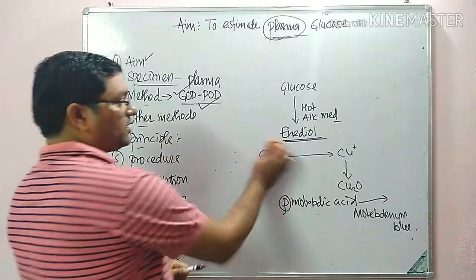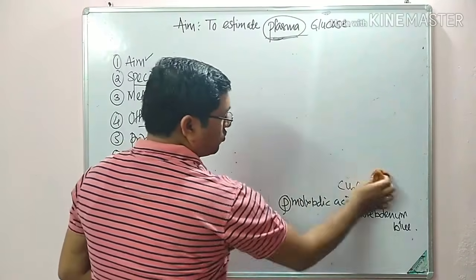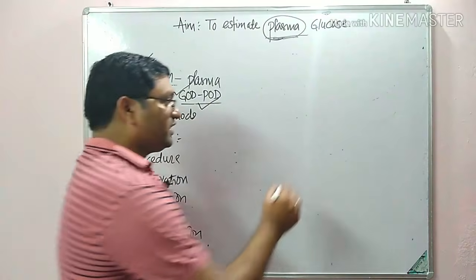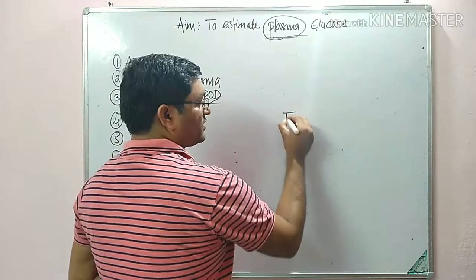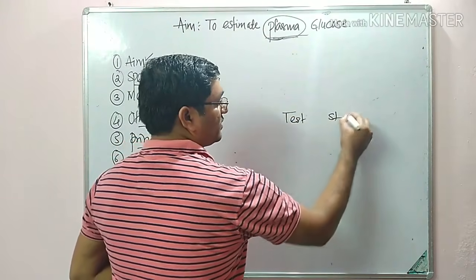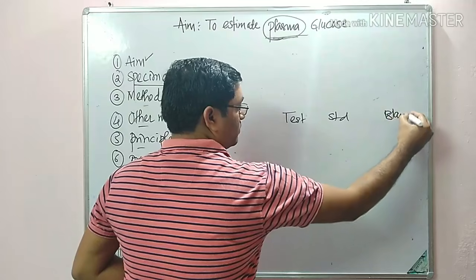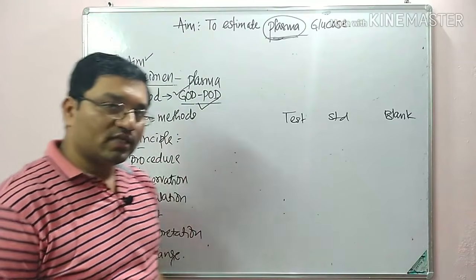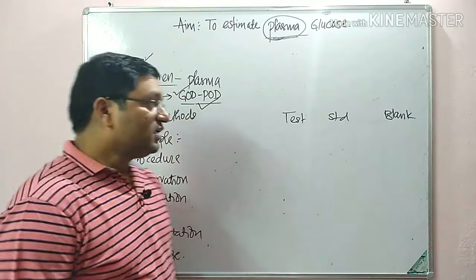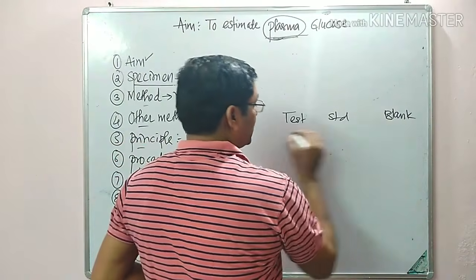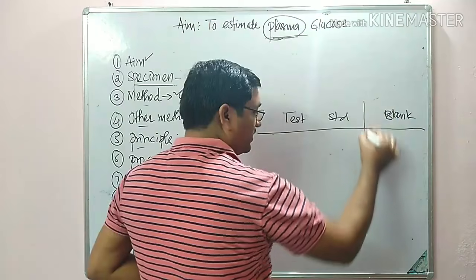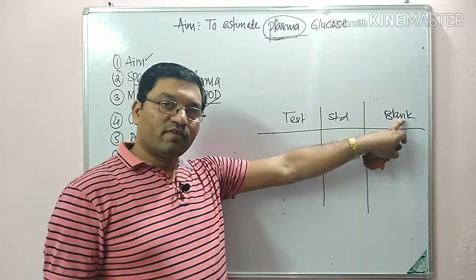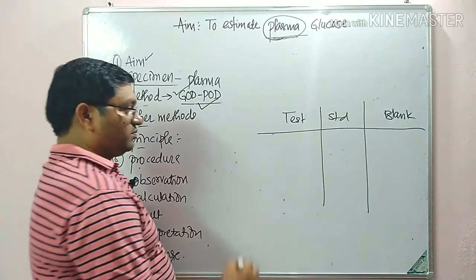Now coming to the procedure of glucose oxidase peroxidase method. We'll take three test tubes and label them as test, standard and blank. Two types of blanks are there. First one is the distilled water blank, to adjust the zero in the colorimeter. Second is the reagent blank, to nullify the color of the reagent.